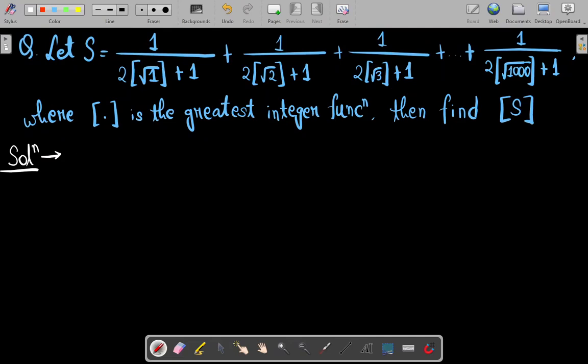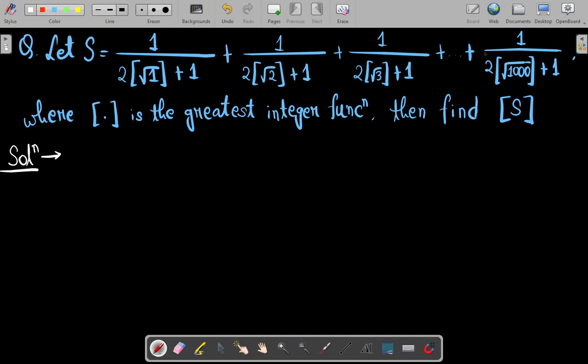Hello everyone. In this question, it is given that S is the sum of 1 upon 2 times the greatest integer value of square root of 1 plus 1, plus the term 1 upon 2 times the greatest integer value of square root 2 plus 1, and this goes on up to the thousandth term.